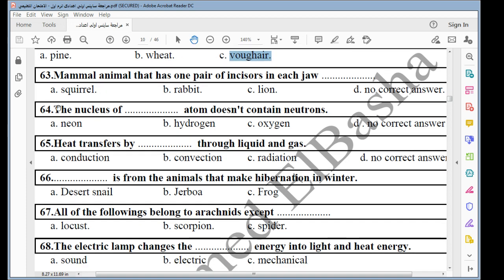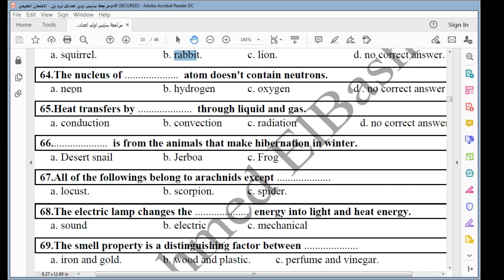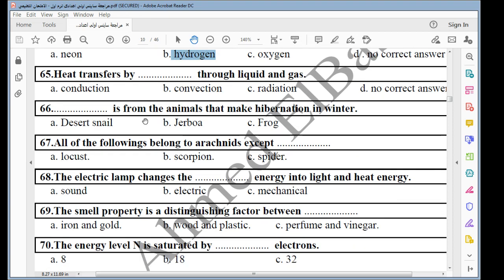63. Mammal animal that has one pair of incisors in each jaw, rabbit. The nucleus of space atom doesn't contain neutrons, hydrogen. 65. Heat transfers by space through liquid and gas, convection.